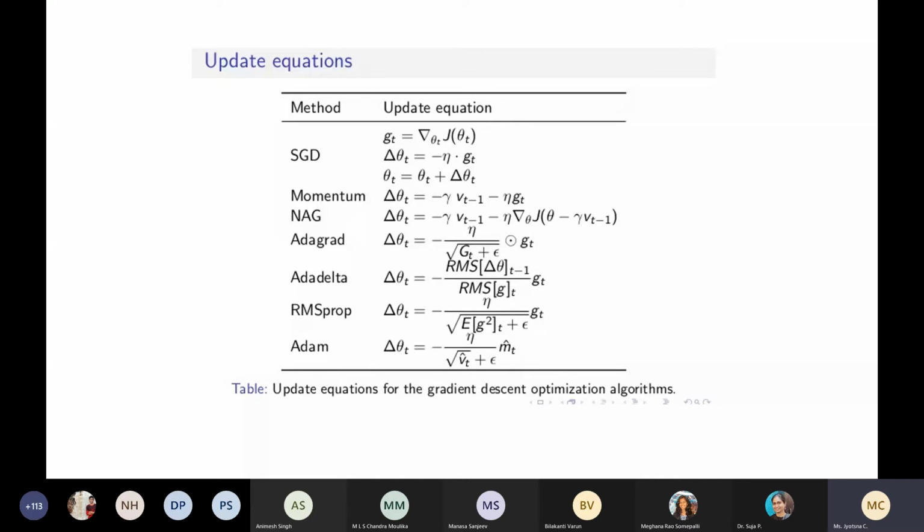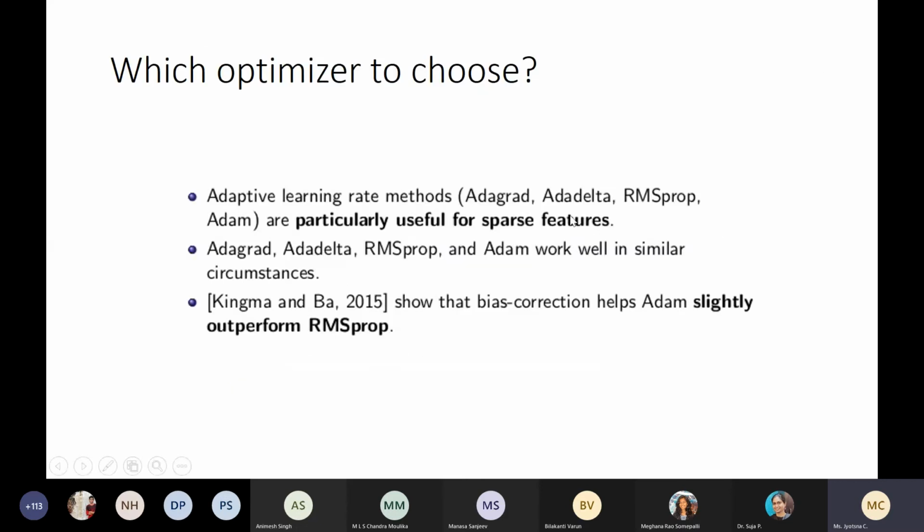You need to study the formula for whatever things we taught, that is Adam, RMS prop, and momentum. So understand and study the formula. You can see here, for sparse features, that is scattered and scanty data, all these Adagrad, Adadelta, RMS prop, Adam are particularly used for the sparse features. Ma'am? Yeah, tell me.